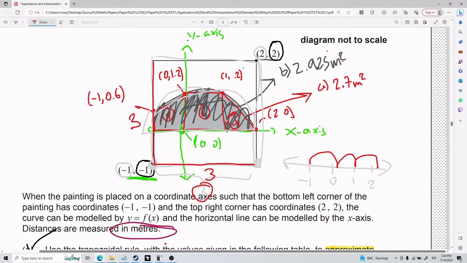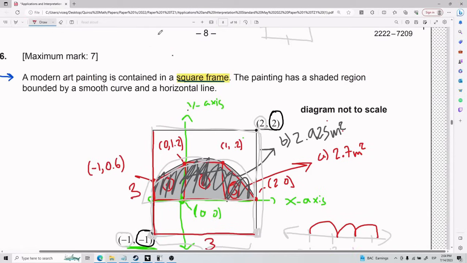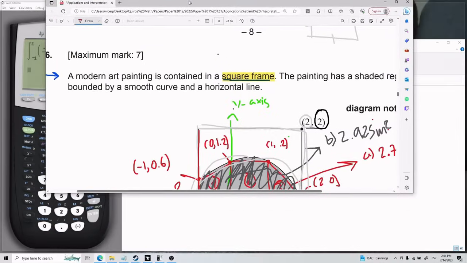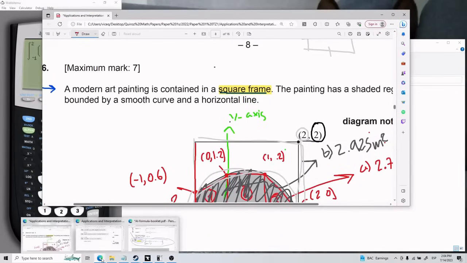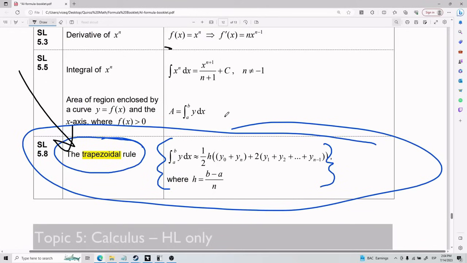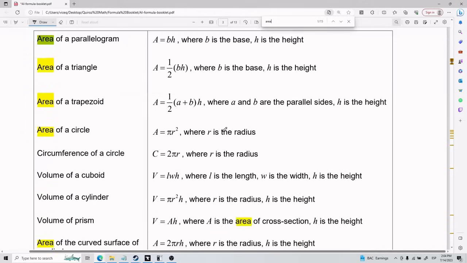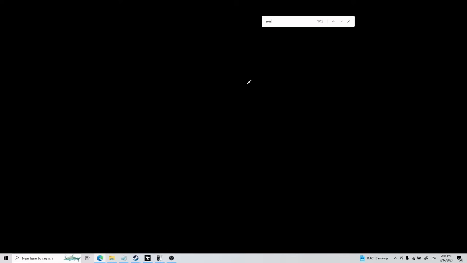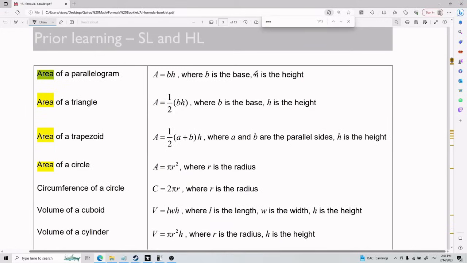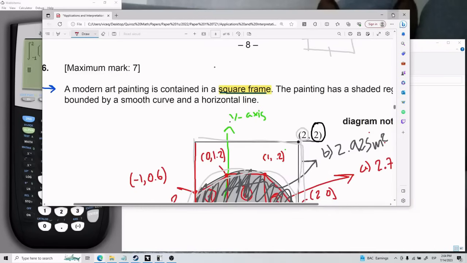And so what is the area of a square? It's going to be base times height. I think that's in your formula booklet. Actually, that's probably not. Yeah, area of a square is not here. But I do think it's very easy to memorize. It's just base times height. See, actually parallelogram. That is sort of like a square. So A equals base times height.